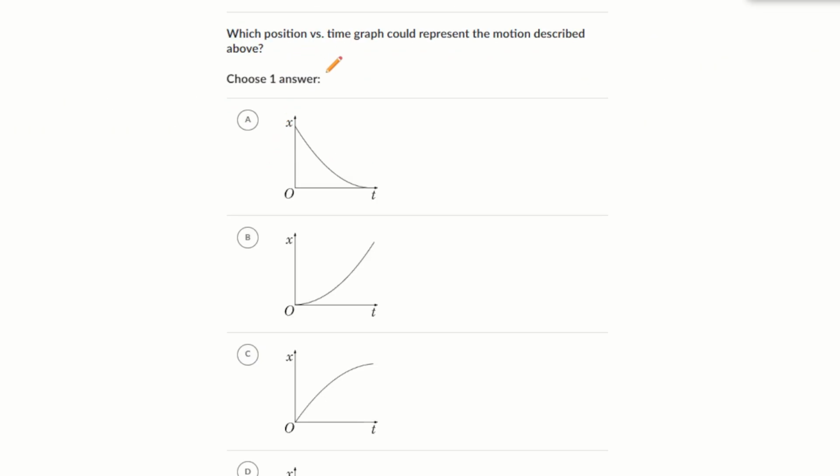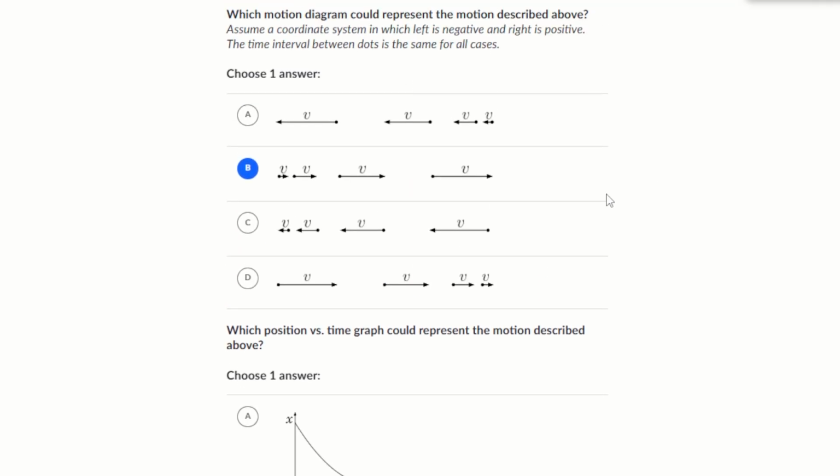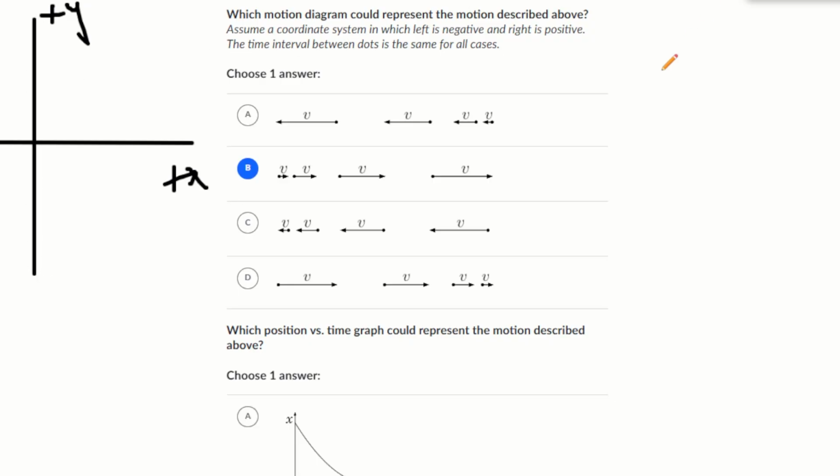Now, the second part of this question is asking us which position versus time graph could represent the motion described above. And we're asked position versus time. And if we scroll up, we selected that the velocity is going to be positive. And since the velocity is positive, that means that it is going to be traveling in the positive x direction. So we're going to have our slope going positive this way, since this is positive x, and positive y. So knowing that, we can go ahead and draw our graph.